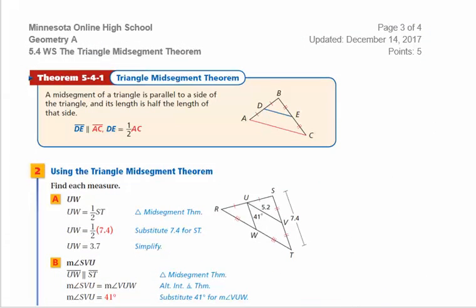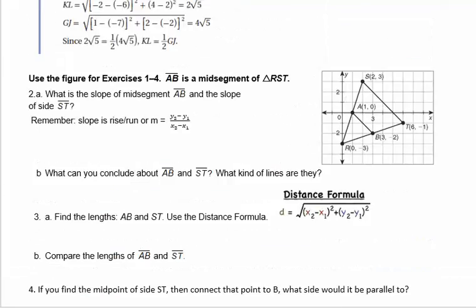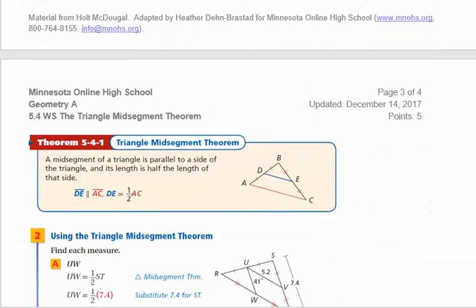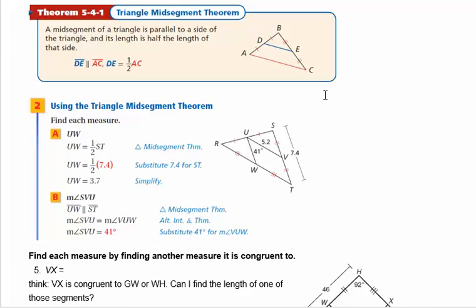Here's the mid-segment theorem that says that DE will be parallel to one side of the triangle, and its length is half of that side. So that's what you should have discovered in this problem up here, and now that's a theorem that says it will be true. We can use that theorem to find measures of triangles, because if you know what AC is, then you know that DE will be half of it.